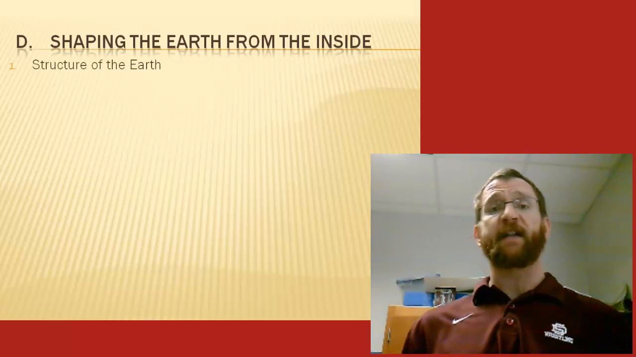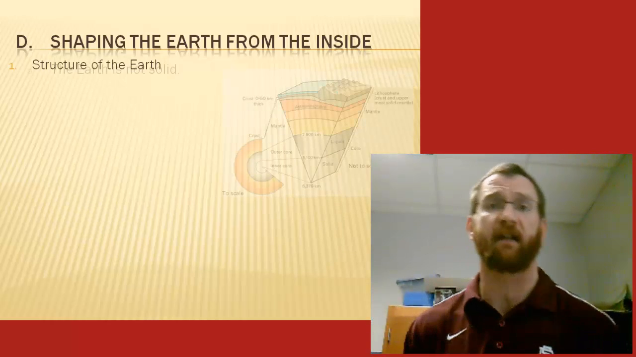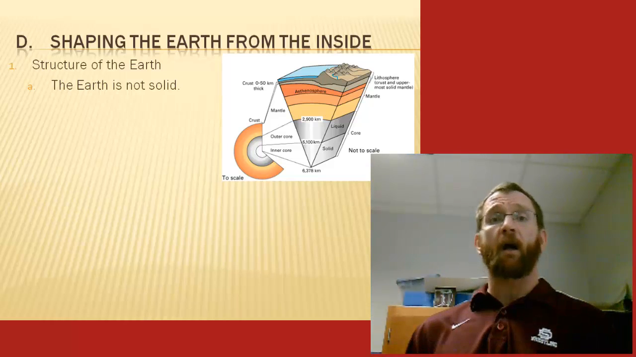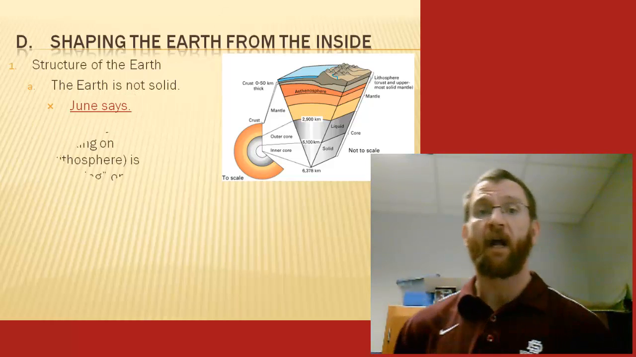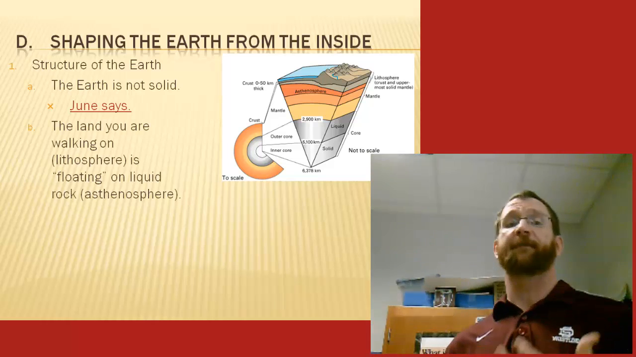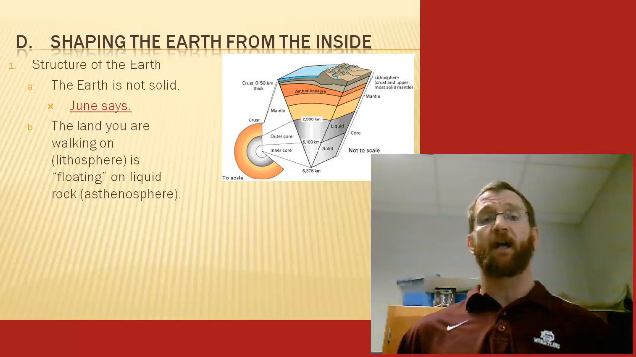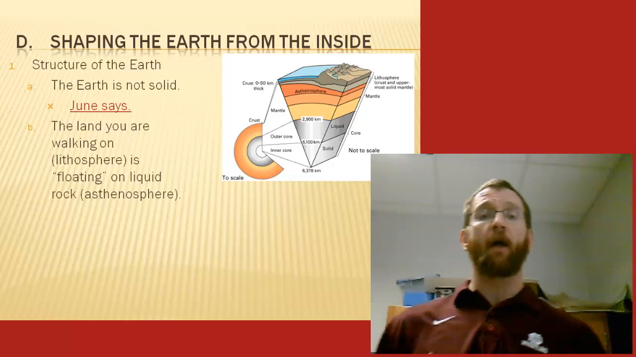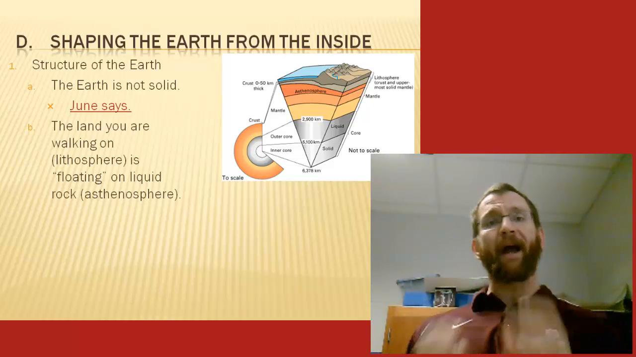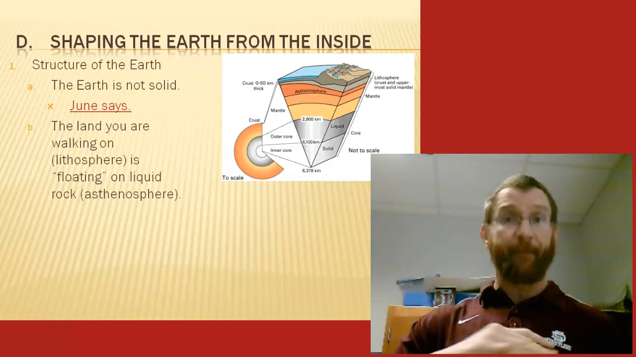First of all, let's understand that the structure of the Earth is a little bit like a pizza. I'm going to explain how this is related to a pizza. Okay? So the Earth, first of all, is not solid. Just like your pizza is not solid, the Earth is certainly not solid. The Earth has several different layers. The land we're walking on is called the lithosphere, and it's floating on liquid rock that is called the asthenosphere. Okay? And the way I want you to think about this is that the land that we're walking on are the toppings of the pizza.